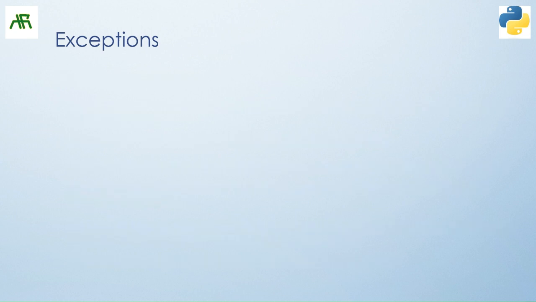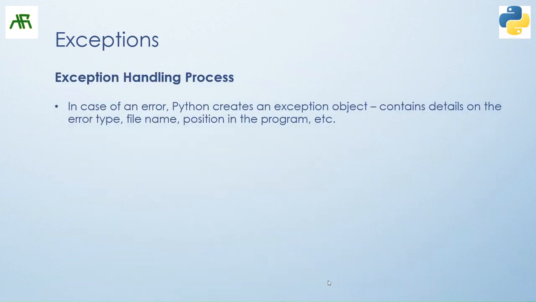Now let's look at the process by which exceptions are handled in Python. First, in case of an error, the Python interpreter creates an exception object. This object contains details on the error type, the Python file name, and the position of this particular execution block in the program, etc. These are important in case of handling. Once that is handled, if there's a need to come back to the mainstream program, it's very useful.